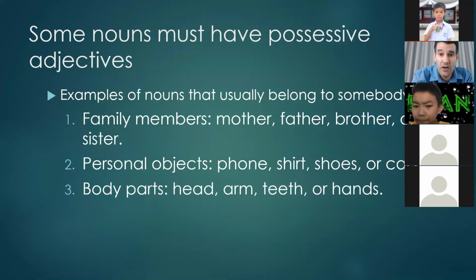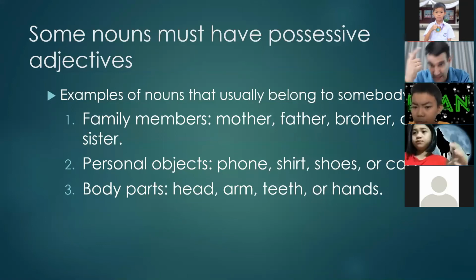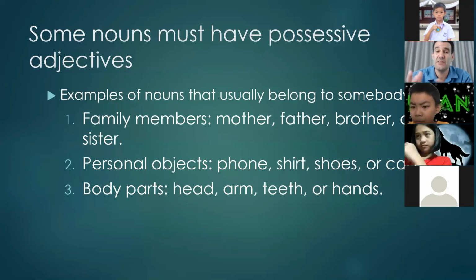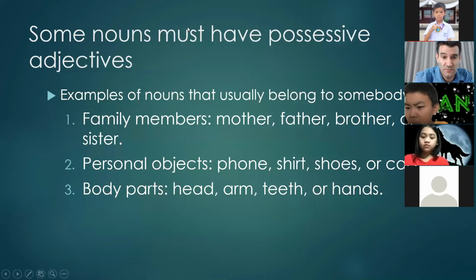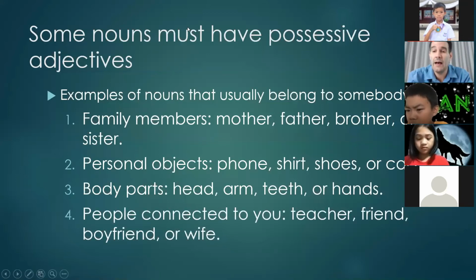So another thing is body parts. So your head or your arm, your teeth, your hands, your nose, your eyes. As I'm saying this, I say your eyes, your teeth, your head, my eyes, my hair. You must use a possessive adjective before these if you are talking about your body or your friend's body. And one more, people that are connected to you. So you don't really say teacher teaches me English. You say my teacher.